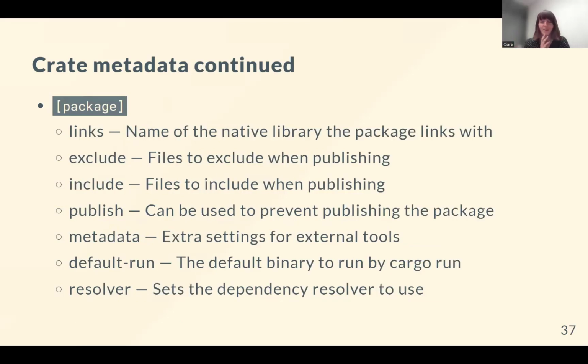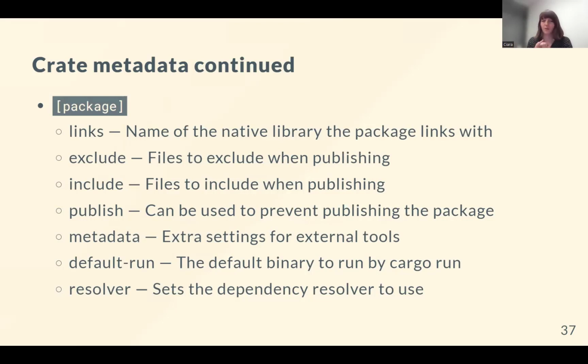So links is one of the things that Jon calls out. That'd be the name of a native library that the package links with, which can be really useful for getting versioning of native packages as well. I think it prevents you having multiple includes of the same thing. You can also exclude files if you know you don't want them included when you're publishing. And you can also specifically include files, say these are the ones that they want to use.